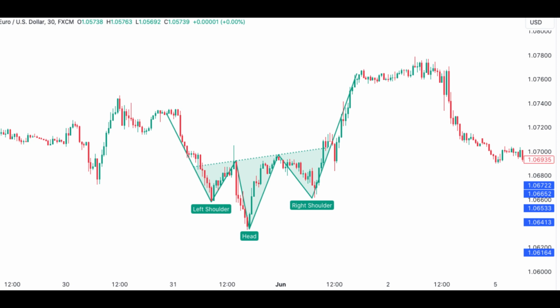The inverse head and shoulder, on the other hand, occurs when a trend is in the process of reversal to uptrend. This is the opposite of the head and shoulder pattern. Price moving in a downtrend forms the left shoulder, a swing low, which is the head, and the right shoulder, which signifies a change in trend, forming a higher low.